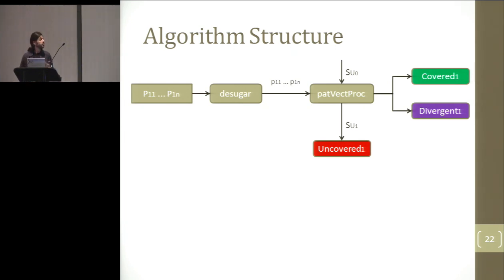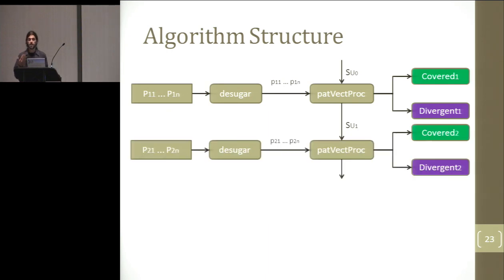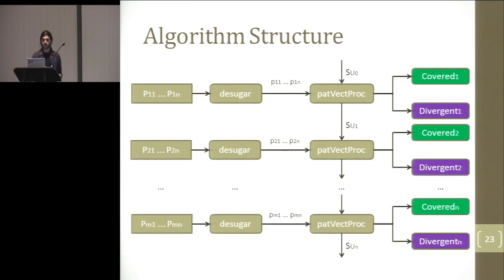Well, this is the processing of the first clause, but instead of returning this, we pass the uncovered set from the first clause to the next one, and we do this until the end. Obviously, the final uncovered set is what hasn't been covered by the whole match.